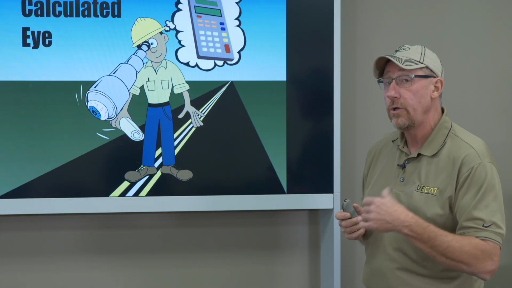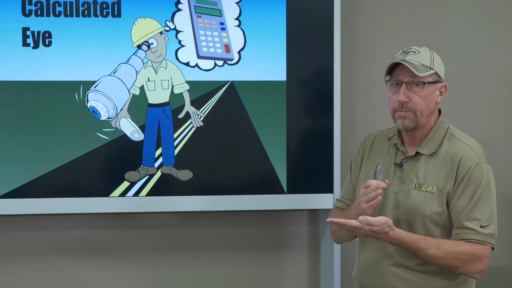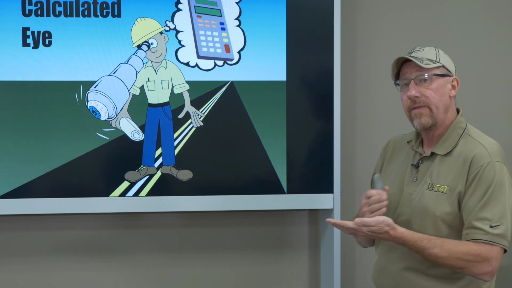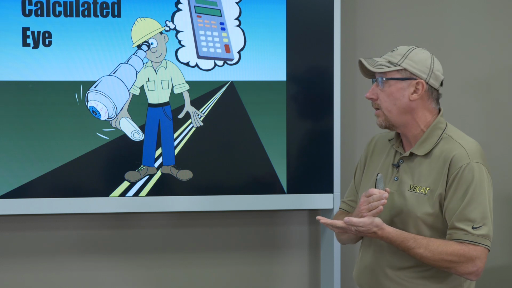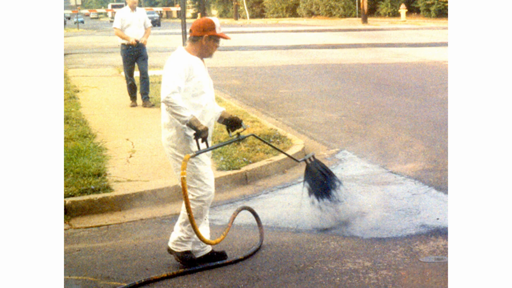Most places are paying you by the gallon, so you want to make sure that you have the right number of gallons sprayed so you get paid correctly, and the agencies are getting the right gallons that they want on the ground. So we're going to throw the calculated eye guy out, and we're going to use the metered application.